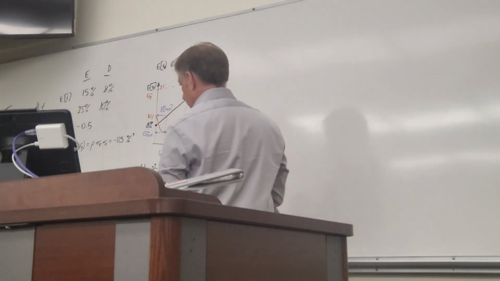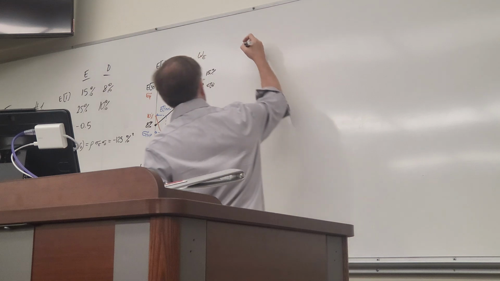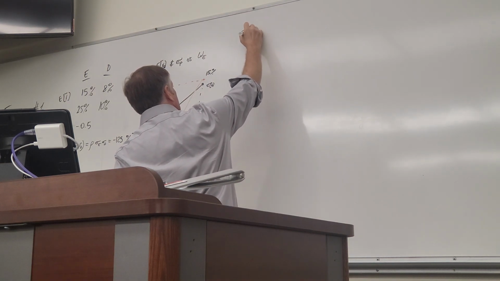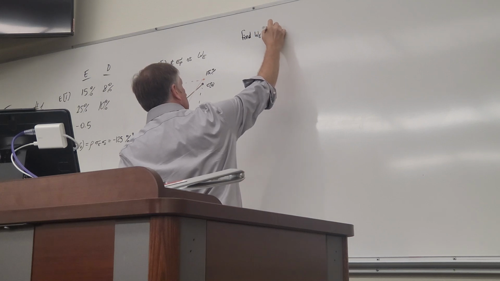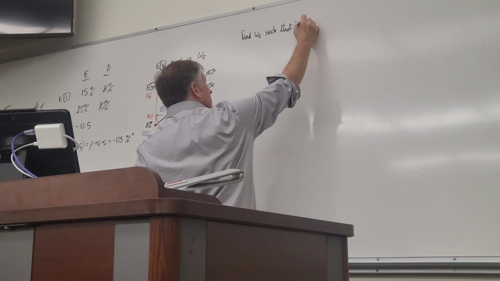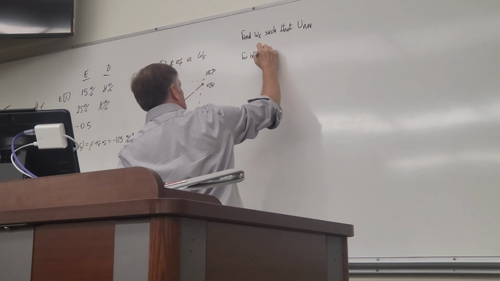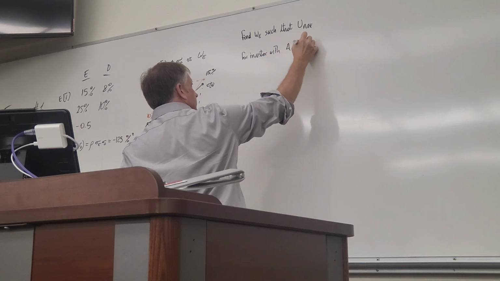Okay, so do we answer that question? Yes, we answered that. That's where we left off. Point 3: find the weight of equity such that U is maximized for the investor with A equals 10, right?